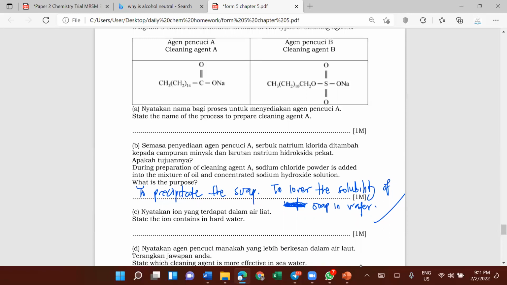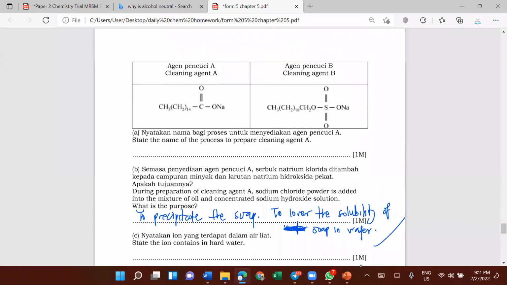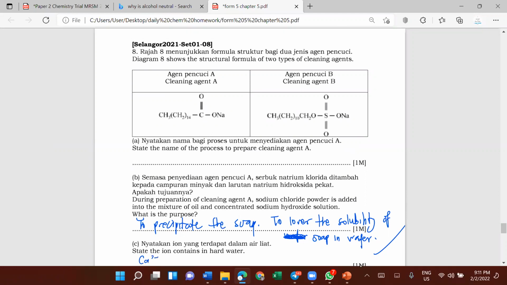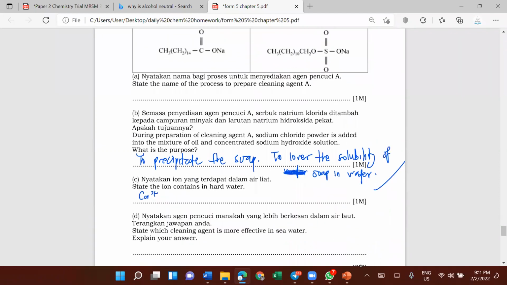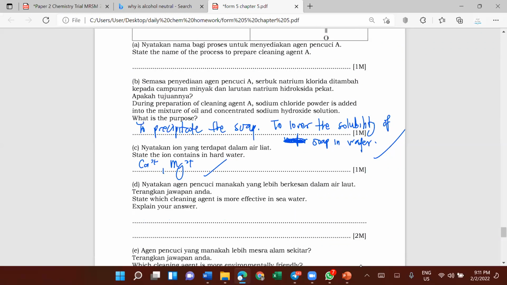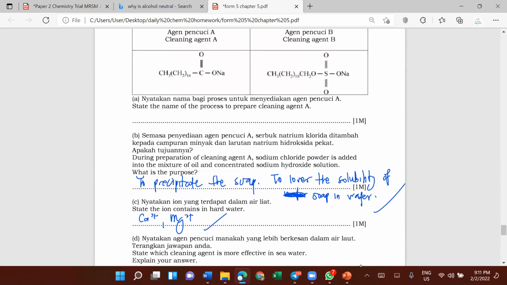Good job. Okay, what are the ions that are in hot water? Calcium ions, magnesium. Correct. So they just said state, so you can actually just write like this. Calcium. Well done. Okay. Good job, Yuga. Which one is more effective in seawater? Now, seawater is what? Hot water or not hot water? Hot water. So which one is more effective?